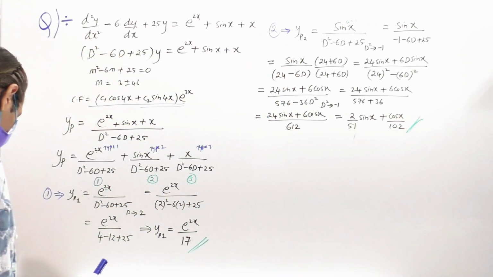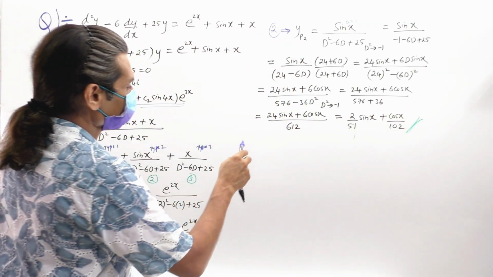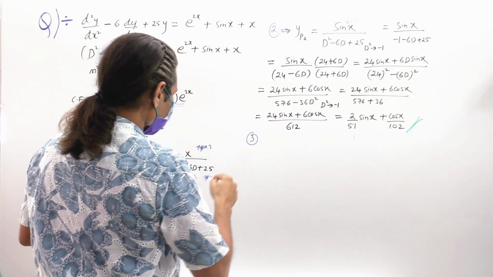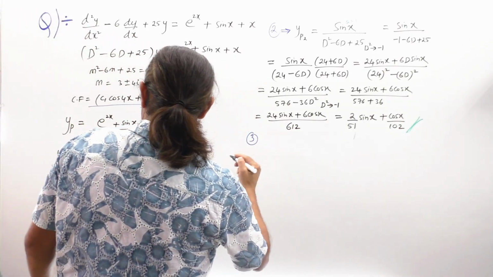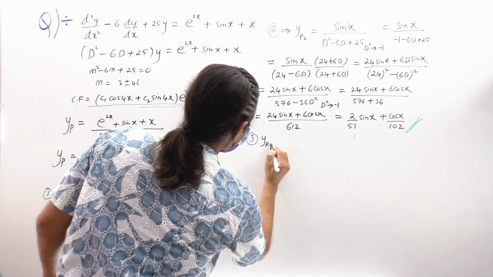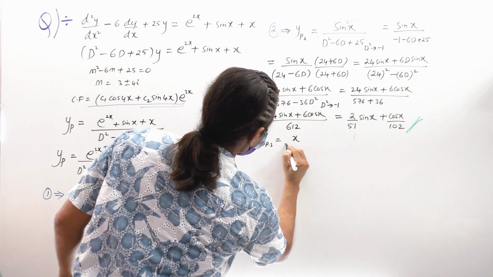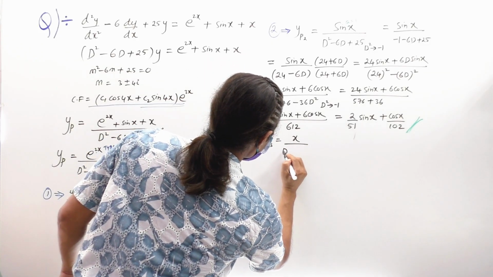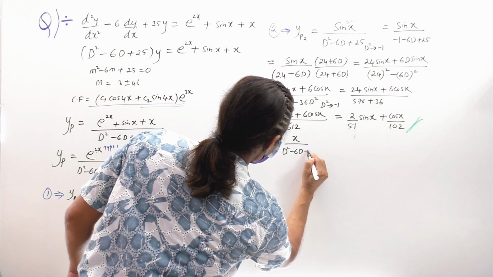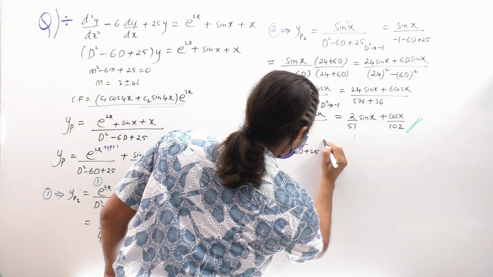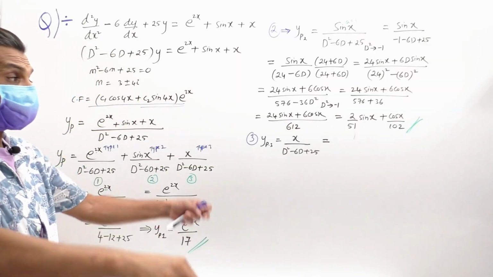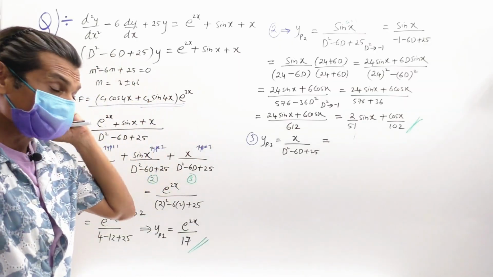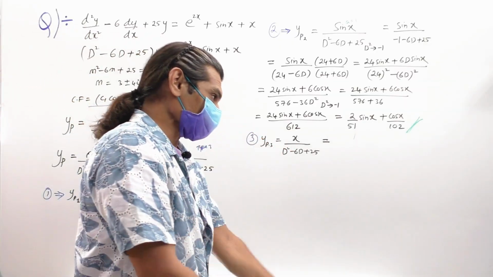Now the last one is number 3, that is y p3 is equal to x divided by d square minus 6d plus 25. Now that is clear, that is type number 3. And what's the solution for type number 3? Refer my previous video, you'll understand everything perfectly.